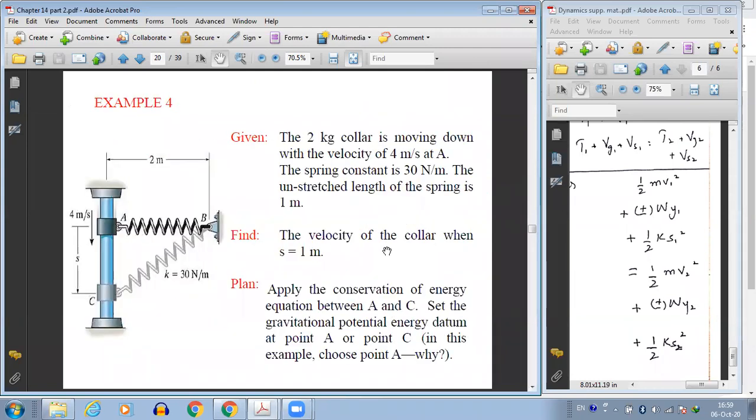Okay, example 4. The 2 kg collar is moving down with a velocity of 4 meters per second at A. So at this point A, the velocity of the collar is 4 meters per second, and the collar itself is 2 kg. The spring constant is 30 newtons per meter. The unstretched length of the spring is 1 meter. We need to find the velocity of the collar when s equals 1 meter. Where is s? s is this. This is 1 meter.